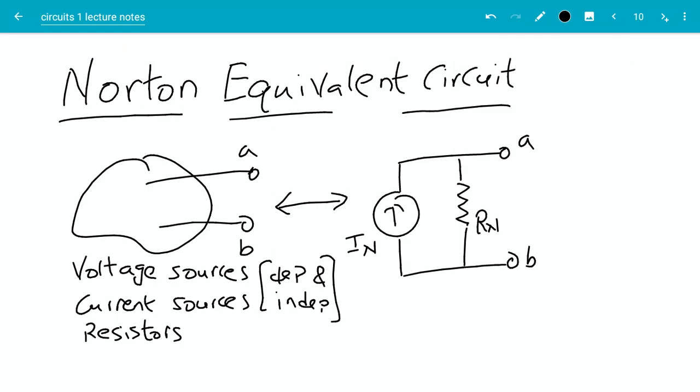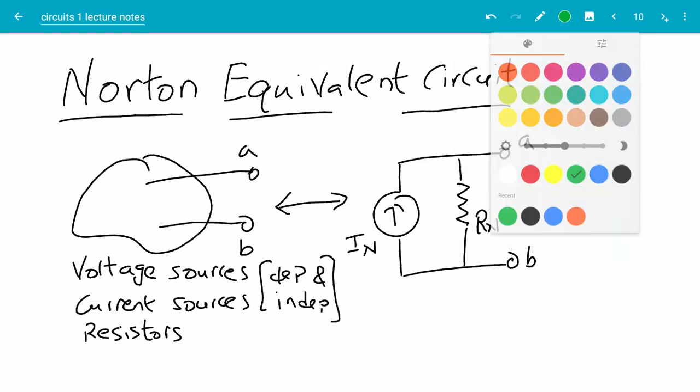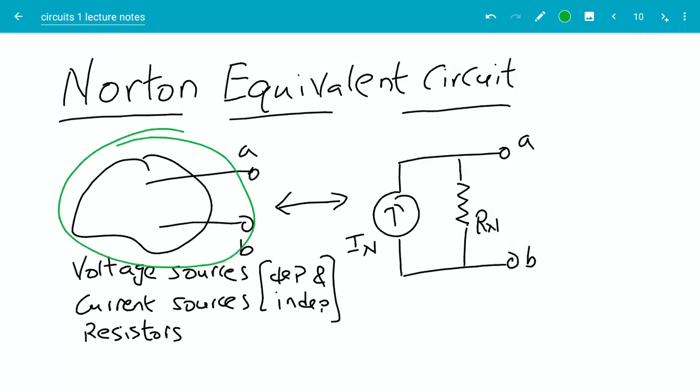It says that if you have any circuit with two wires coming out of it, let's label the terminals A and B over here. No matter what's inside, all the components could be voltage sources, current sources, or resistors, connected in any order and in any which way, and the sources could be dependent or independent. So it's basically a very generic circuit, right?